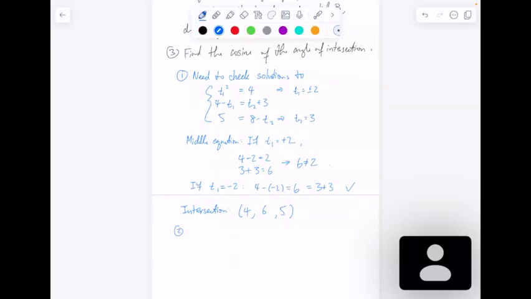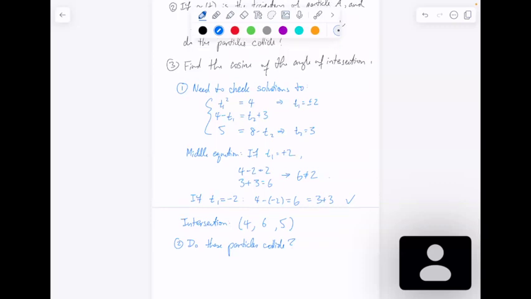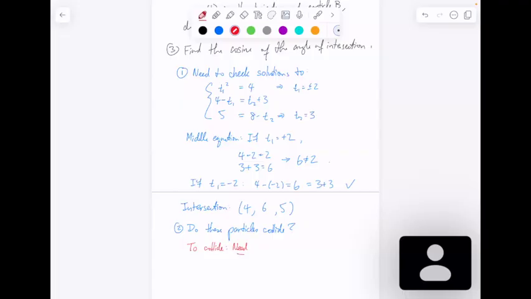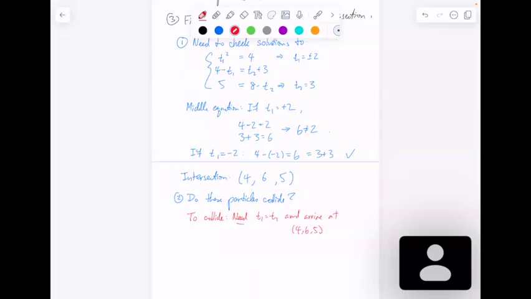All right, part 2: do the particles collide? What's the answer here? So we have a no and a yes. So what does it mean for them to collide? Well, instead of solving this system here, you need t on both sides. You need t1 to be equal to t2. But in this case, none of these options are 3, so you could immediately say that they do not collide. To collide, you need t1 to be equal to t2 and arrive at (4, 6, 5). By the above, at (4, 6, 5) you have t1 equal to minus 2, which is not equal to 3, which is what t2 is. So they do not collide.